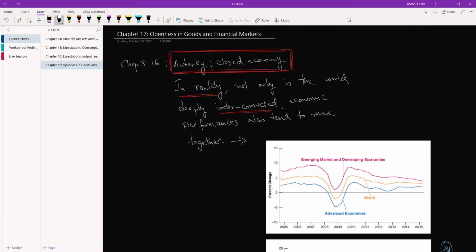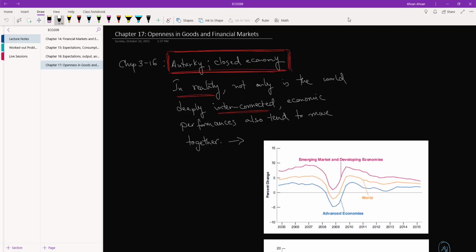Everything that we've done so far in both ECO 207 and the first three chapters of 209 is that we've assumed that whatever country we're looking at is operating in an autarky, or let's say a closed economy. One way of saying that is a country that does not trade with anyone. Or you may say a country that produces only what it needs, and I mean no more. It doesn't buy anything from another country, neither does it sell anything to someone else.